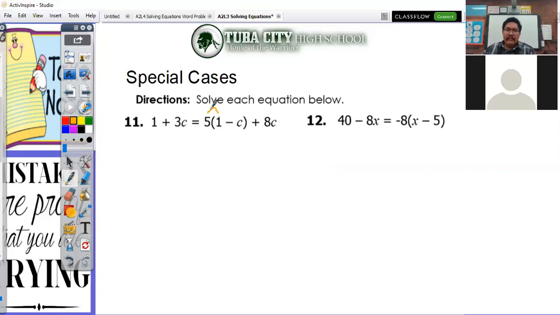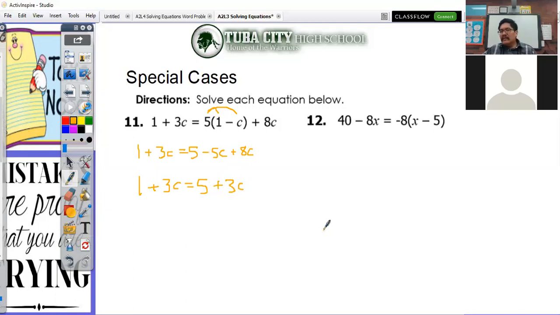Let's see what happens. So these are, again, special cases. They don't happen all the time, and in fact, they're pretty rare. So 1 plus 3c equals 5 minus 5c, so multiply both of those by 5, make that c a little bit better, plus 8c. Now I'm going to combine these two together. 1 plus 3c equals 5. And let's see, 8 minus 5 is 3. So plus 3c.